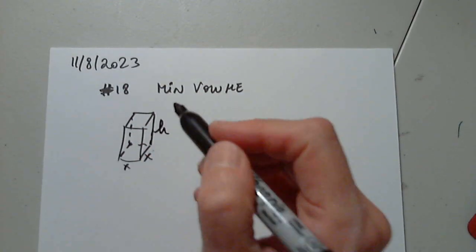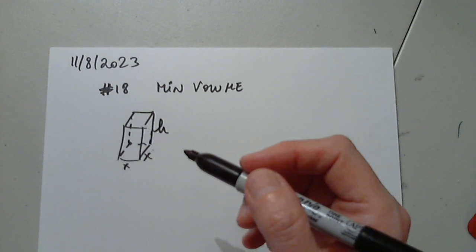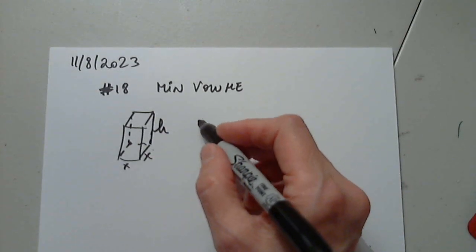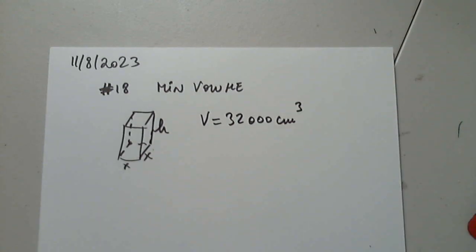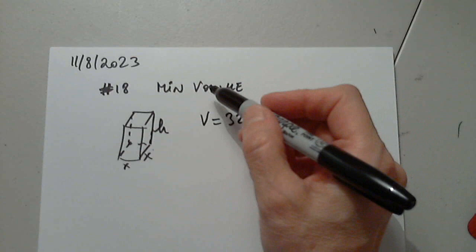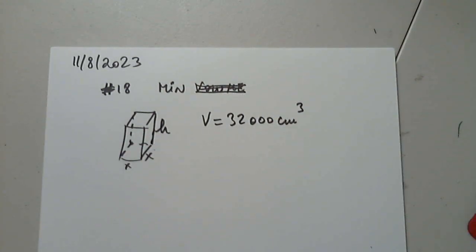Okay, so we have a square base and open top: x, x, and h. Must have a volume of 32,000 cubic centimeters. Find the dimensions of the box that minimize the amount of material used. We are not minimizing the volume. We're minimizing the amount of material used. So that is the surface area.